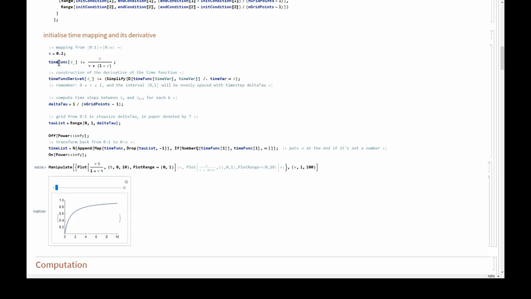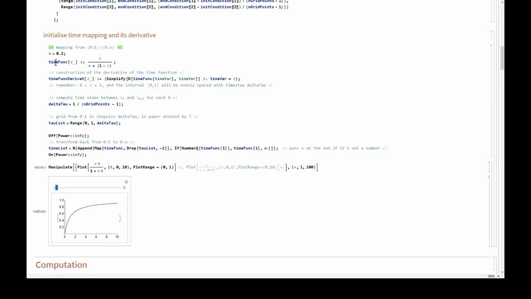Now, this time function is exactly the inverse of the time function we had in the slides, for the simple reason that we start off with this unit interval and then just need to translate it back into this 0 to infinity range.